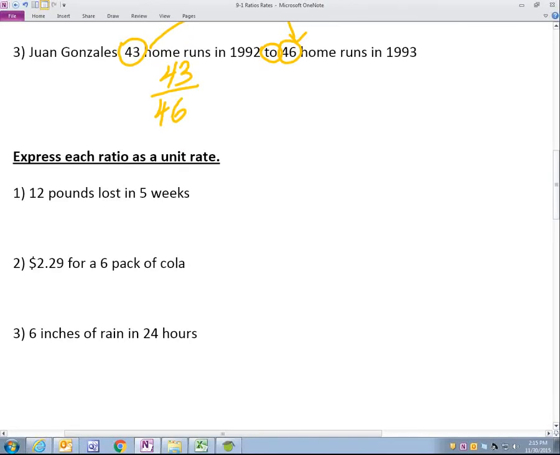43 over 46. And they do not share any common factor. Yeah, it's reduced already. It's already reduced, because 43 is a prime number. Great job.